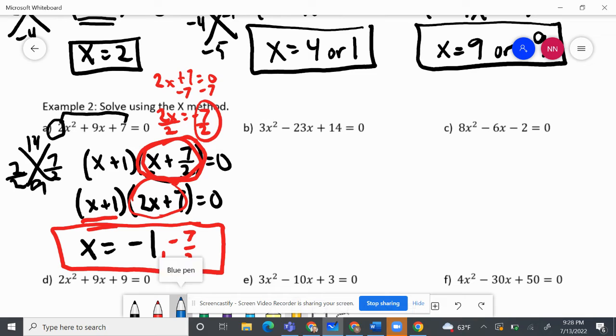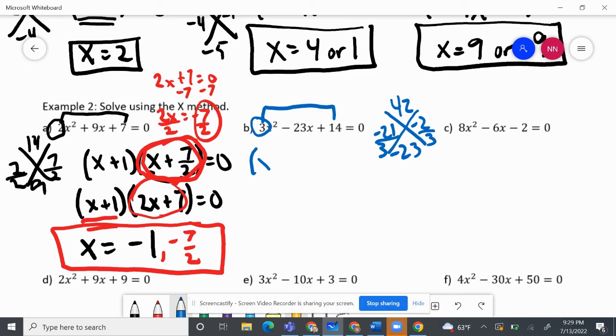For the next one, because of the leading coefficient, I'm going to multiply it. So I'm looking for two numbers that multiply together to give me 42 and add up to -23. And that would be -21 and -2. Because of the leading coefficient of 3, I divide each of them by 3, and we get x minus 7. Negative 21 divided by 3 is negative 7. And then we have x minus 2/3.